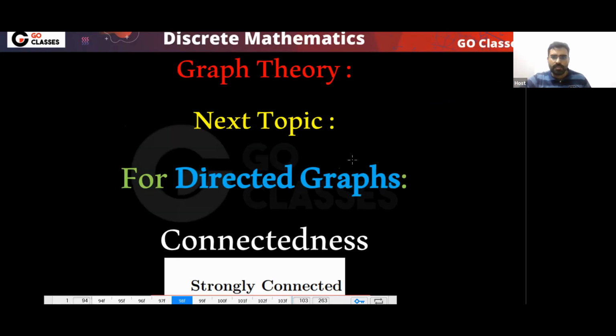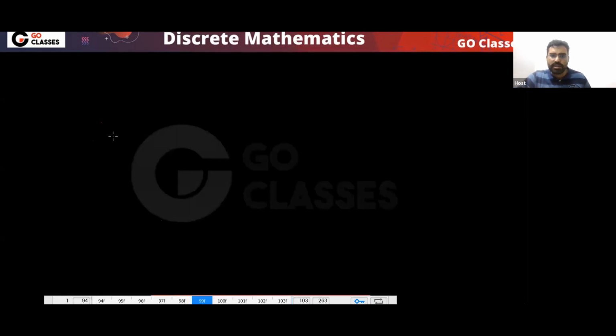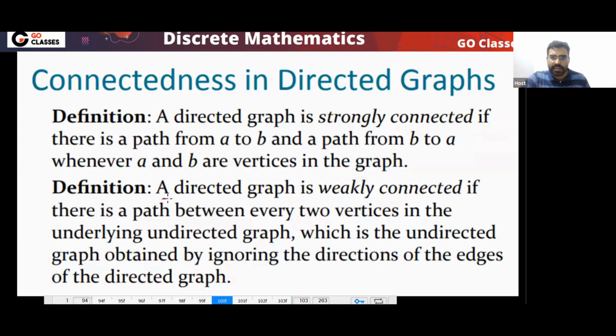So let's see now. For a directed graph, what is connectedness? We have already seen a strongly connected graph. When can I say a graph is strongly connected? If you have one strongly connected component. There is something called a weakly connected graph. A directed graph is weakly connected.